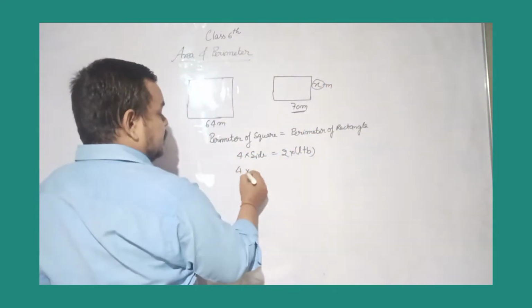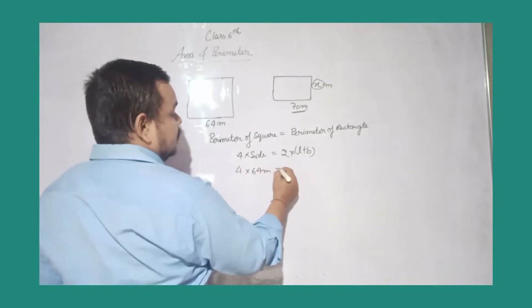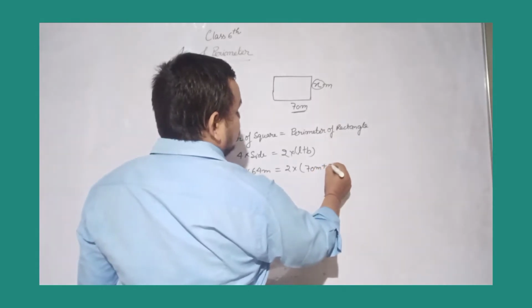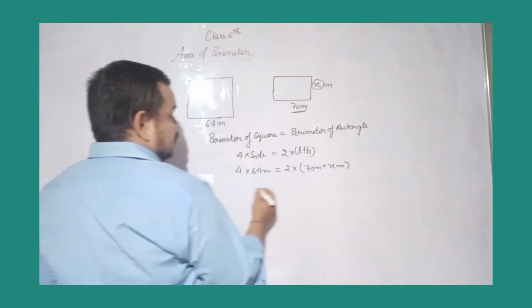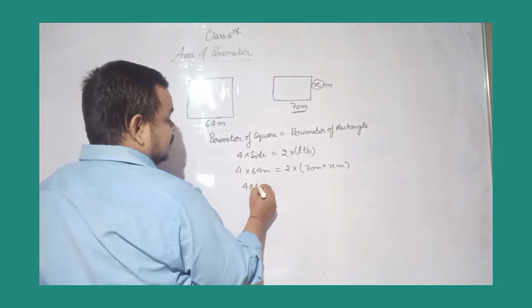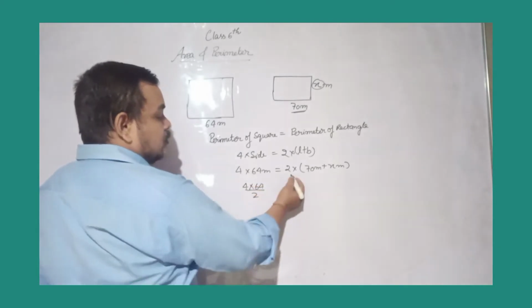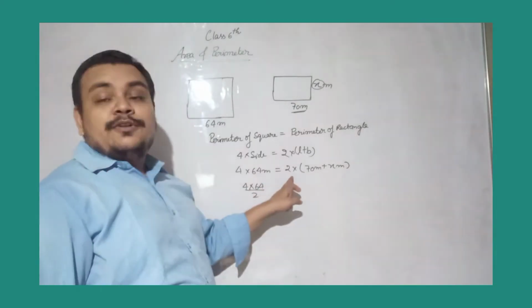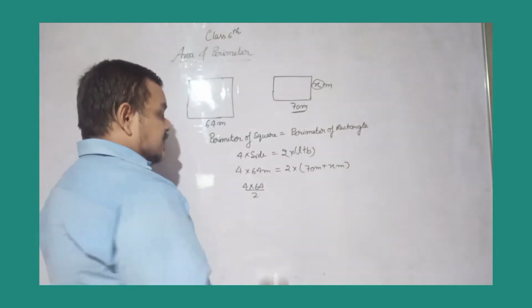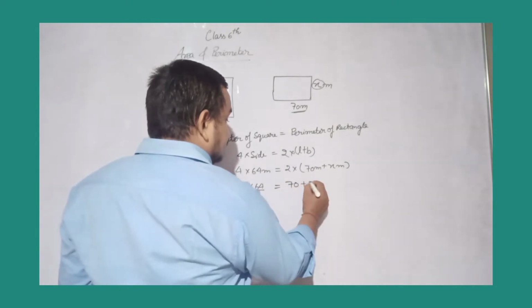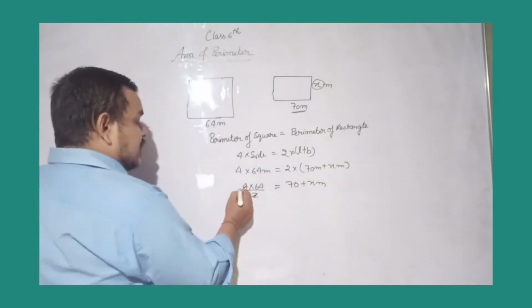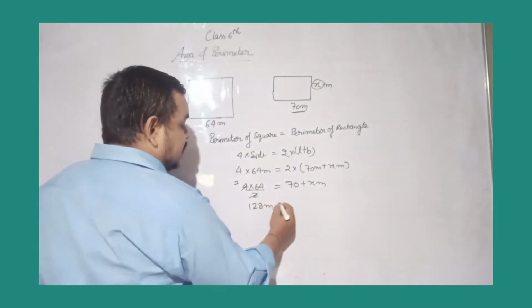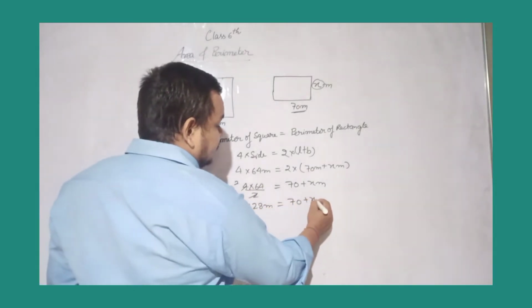So 4 multiplying with 64 meter is equal to 2 multiplying with (70 meter plus x meter). So it is equal to 4 multiplied by 64 divided by 2, because 2 was multiplying here, so whenever it transfers to the other side, it does the work of division, is equal to 70 plus x meter. So 2 2s are 4, 64 2s are 128 meter is equal to 70 plus x meter.